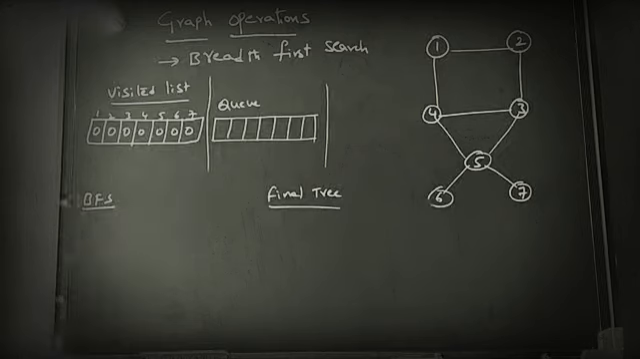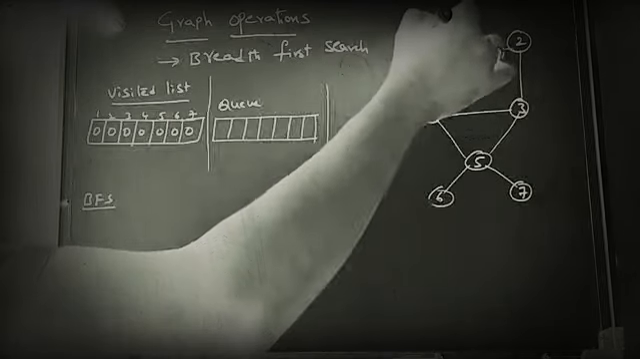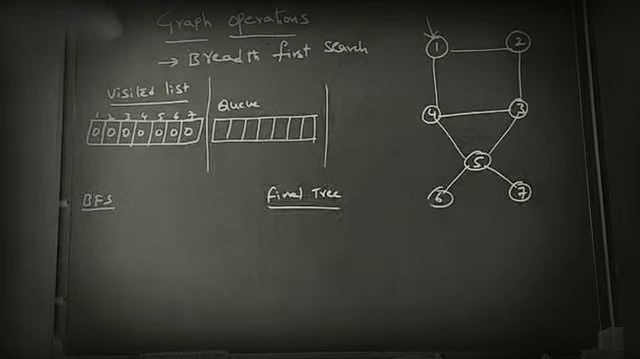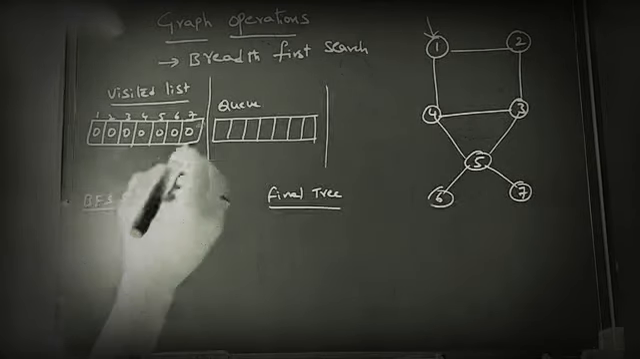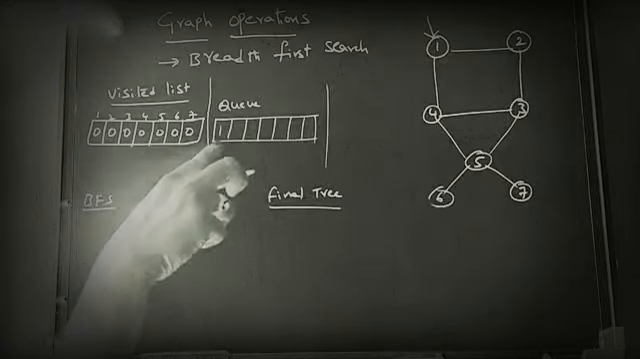So first, can I start with node 1? Whenever a node is visited, the first node visited is 1, so that enters the queue. The node is visited and enters the queue.